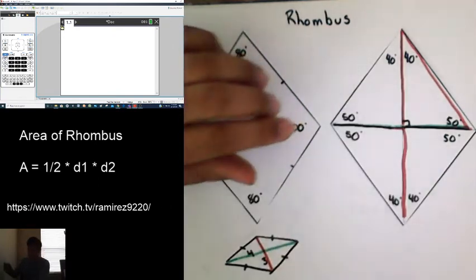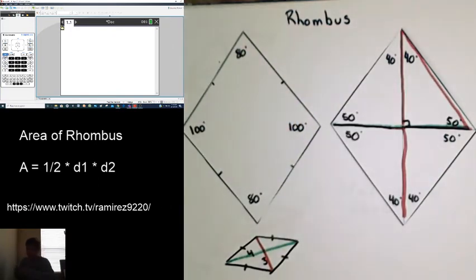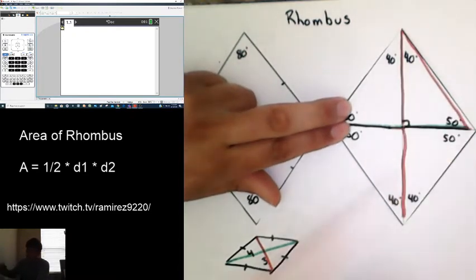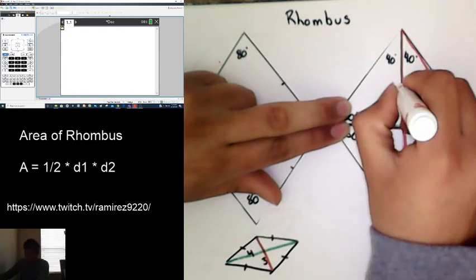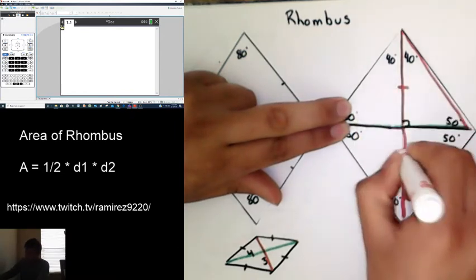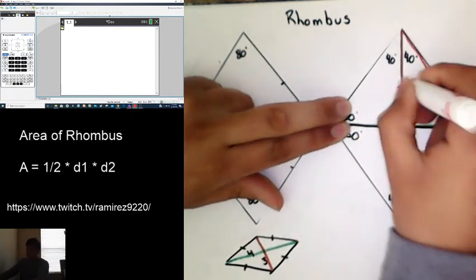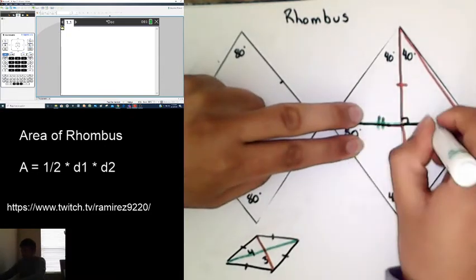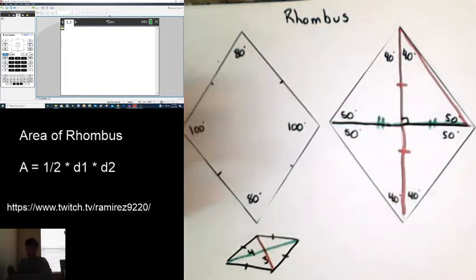And I didn't indicate that over here, but your diagonals bisect each other. So if you knew this was 3, this automatically is 3. And if this was 6, this is 6, right? So that's very important. Diagonals bisect each other.